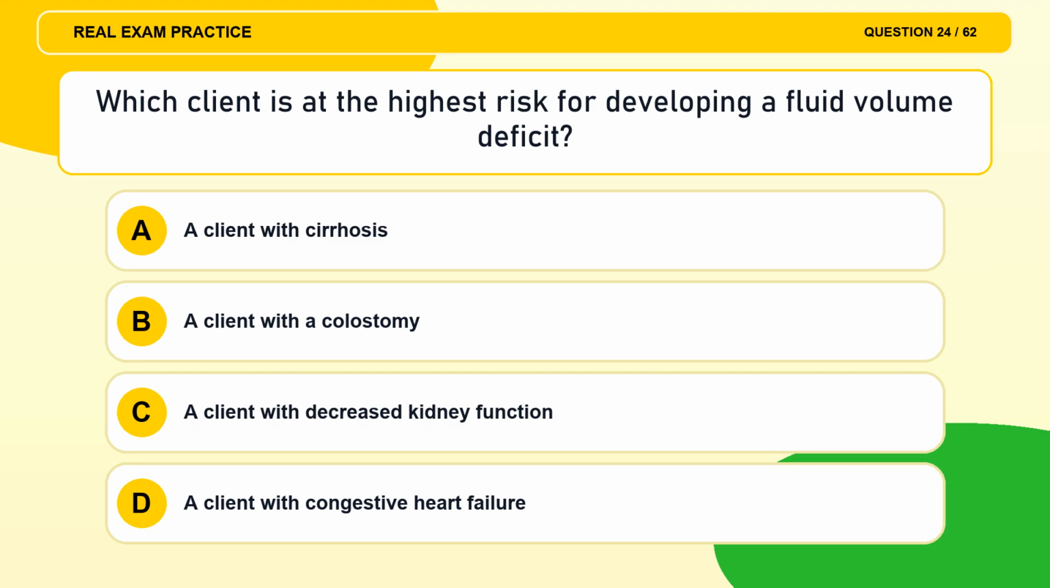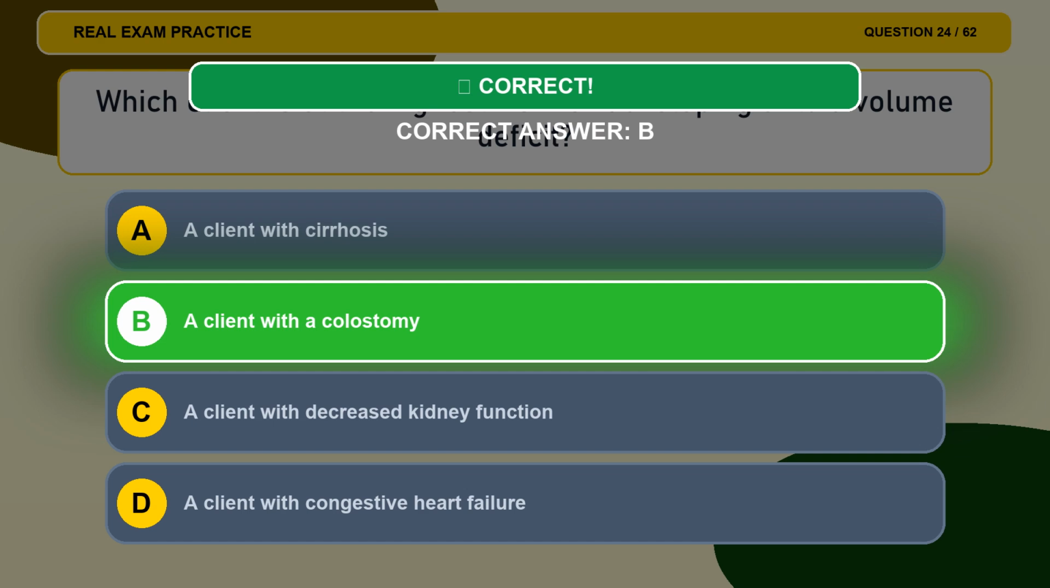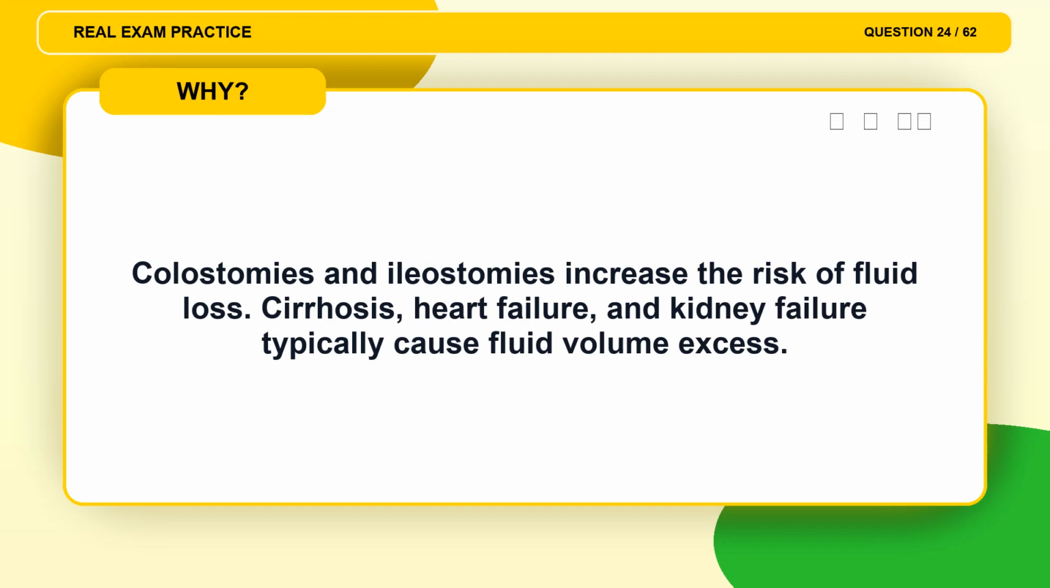Question 24. Which client is at the highest risk for developing a fluid volume deficit? Option A. A client with cirrhosis. Option B. A client with a colostomy. Option C. A client with decreased kidney function. Option D. A client with congestive heart failure. The correct answer is option B. A client with a colostomy. Colostomies and ileostomies increase the risk of fluid loss. Cirrhosis, heart failure, and kidney failure typically cause fluid volume excess.